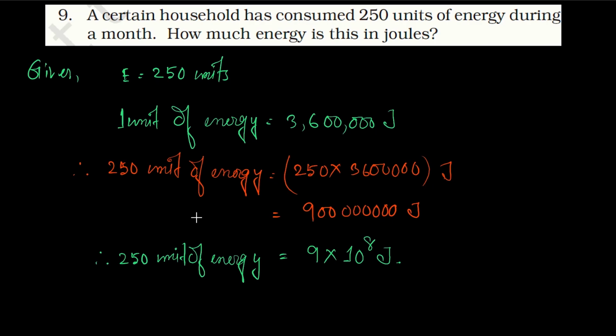Simple question. Always remember that if the energy is given in unit form and you have to convert it to joules, 1 unit of energy is always equal to 3,600,000 joules.